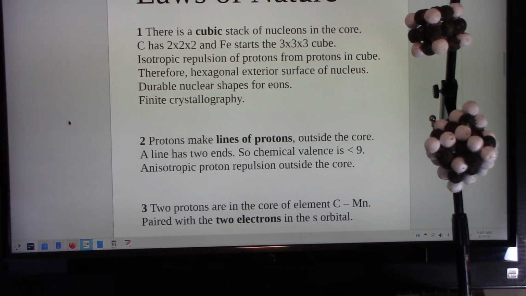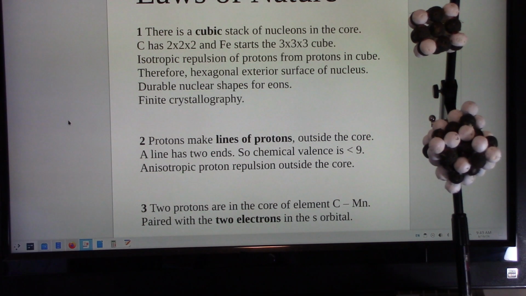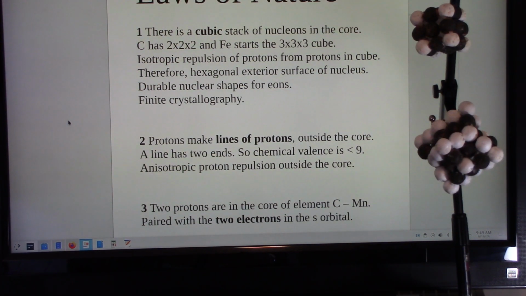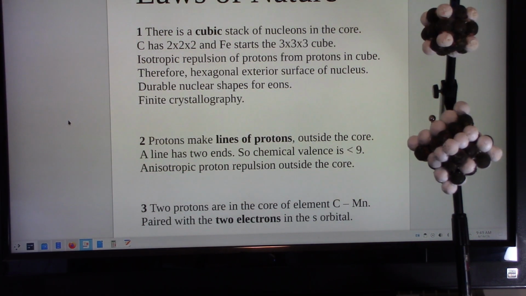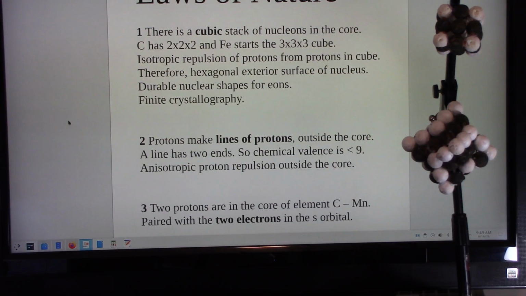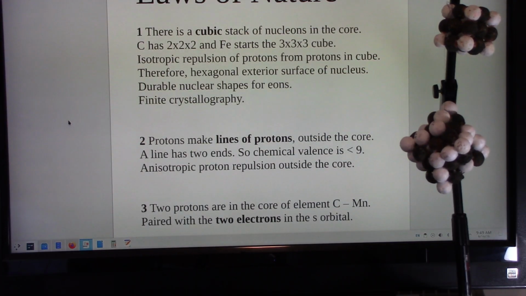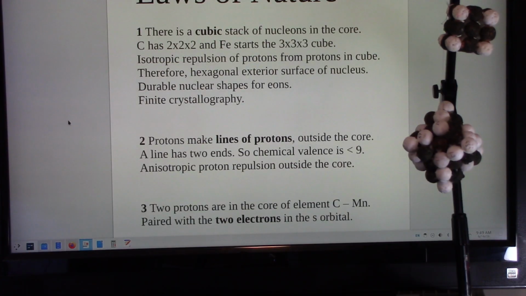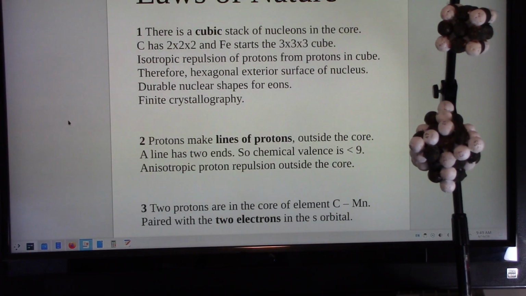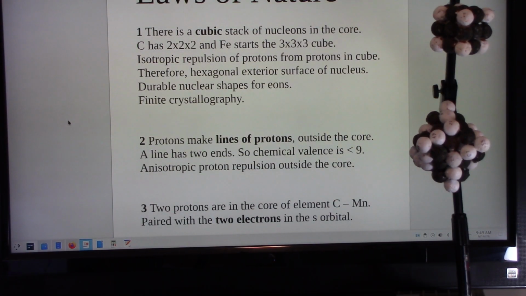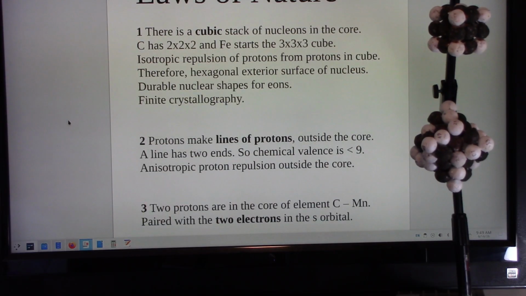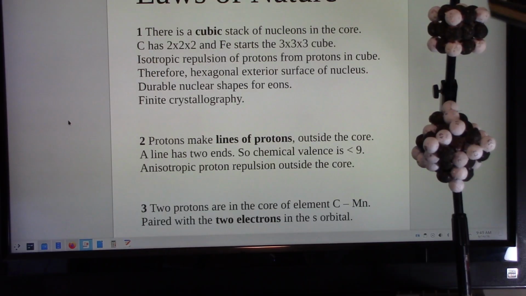Now I will repeat the 4 laws of nature that I've introduced. Number 1, there's a cubic stack of nucleons in the core. Nucleons are protons and neutrons. Carbon has a 2 by 2 by 2 cube, and there's a transition then, starting at iron, where the cube is a 3 by 3 by 3 arrangement, like over here.